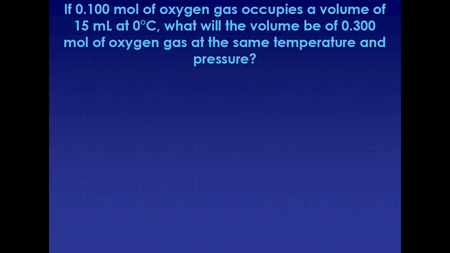So 0.1 moles of oxygen gas occupies a volume of 15 mils at 0 degrees Celsius. What would the volume be of 0.3 moles of oxygen gas if it was at the same temperature and pressure? Since the temperature and pressure aren't changing, they won't be involved in this gas law, so this truly will just be about the volume and the quantity.